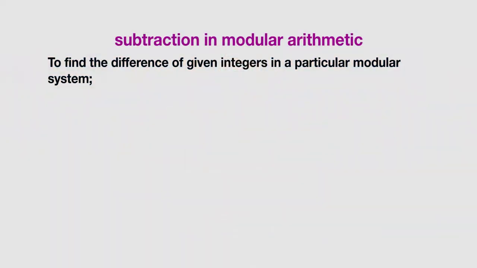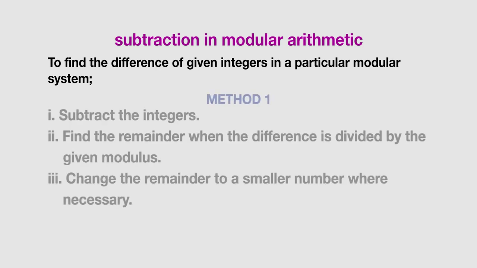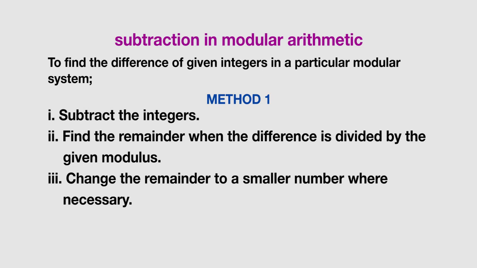Now we want to move a step further. We are going to subtract given integers in a particular modular system. We are going to use two methods. And so we'll start by discussing the first. To find the difference of given integers in a particular modular system, the first method says subtract the integers, find the remainder when the difference is divided by the given modulus, and then change the remainder to a smaller number where necessary.